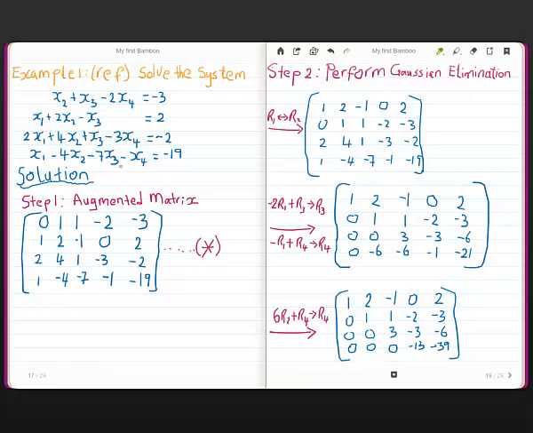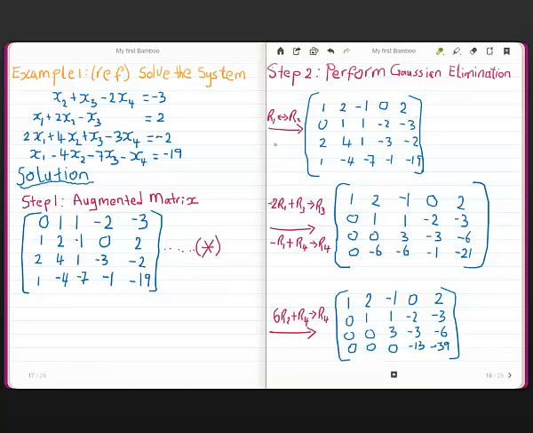We can skip down to row 4. The coefficient of x1 is 1. The coefficient of x2 is negative 4. The coefficient of x3 is negative 7. The coefficient of x4 is negative 1. And the constant on the right-hand side is negative 19. So this is our augmented matrix.